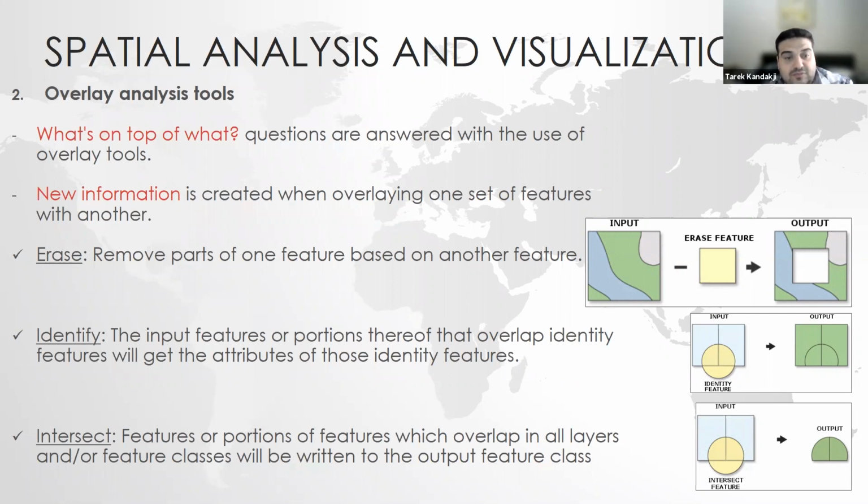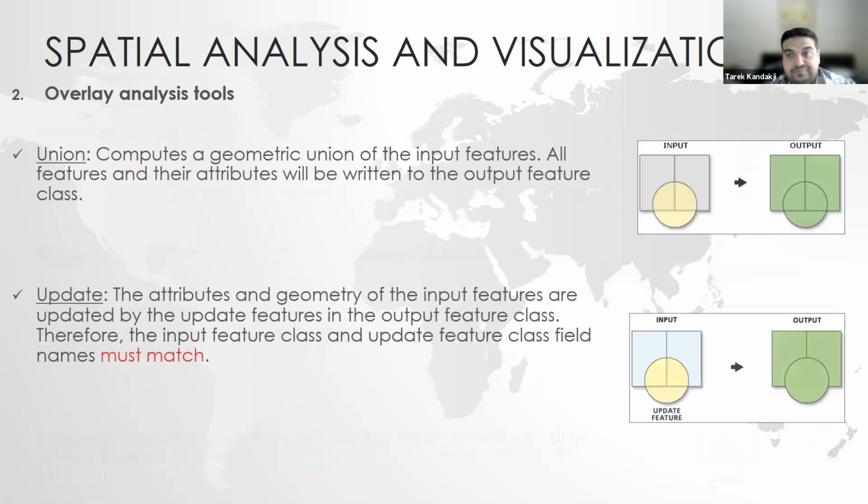The intersect tool explains itself. It's features or portions of features which overlap in all layers, and those will be written to the output folder. Like if you have two countries, let's say sharing some sort of border, and you want to highlight that shared border, then it will be intersect. Like if there's overlap between countries or between two features, and you only care about the overlap area, this is what you want. So you can get that output only. And this is one of the very important tools as well.